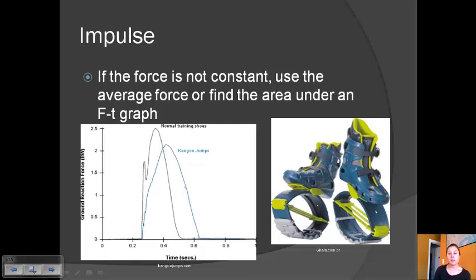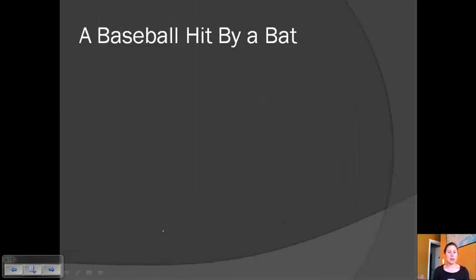So these are some really cool shoes. I don't think that they've taken off in popularity, but as you can see, overall it's less of a force, but if you looked at the area under the graph, I guess it's going to be larger, but it's also extending it over a longer period of time. And so the purpose of these shoes is to reduce the impulse that you feel if you're running or something like that. You'd look pretty weird running, but maybe it would help if you had bad knees or something like that.